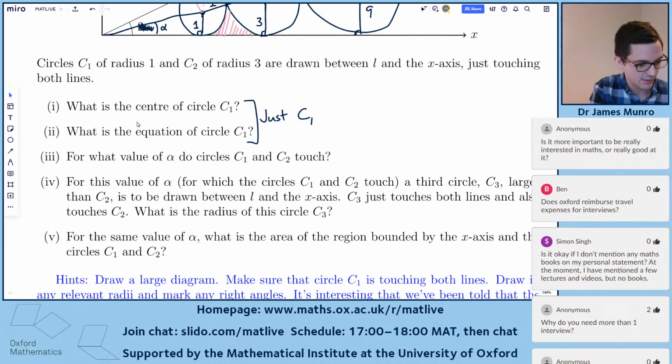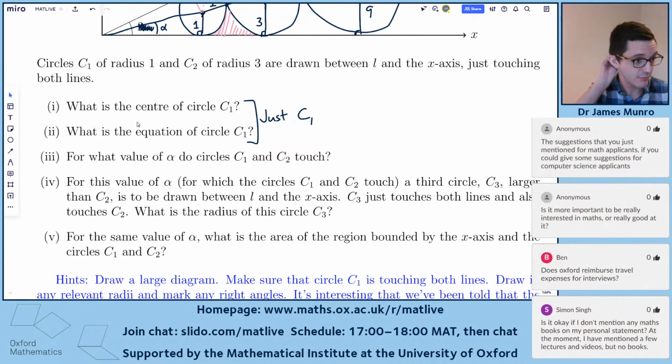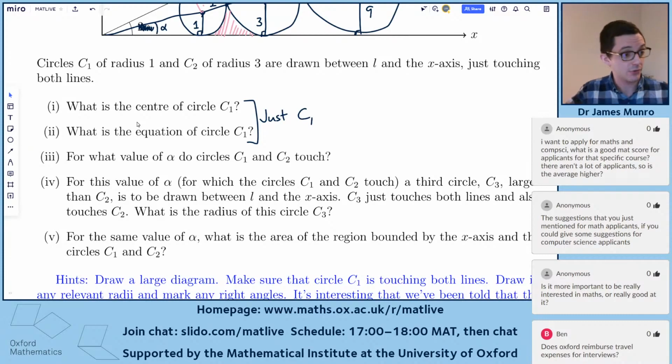Okay. Somebody wants me to talk about computer science, which I'm less good at, so that's why I'm talking about maths quite a lot. I'm a maths person and I work for the maths department and the stats department. Computer science applicants also need to be good at mathematics, so that helps too.